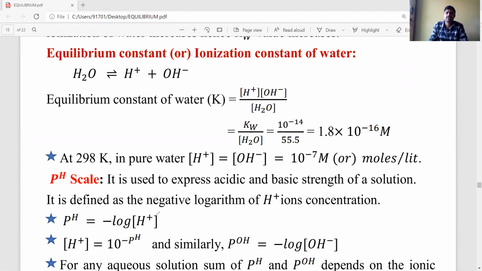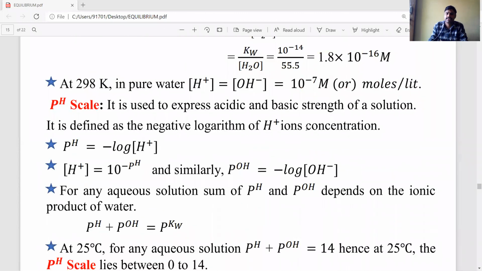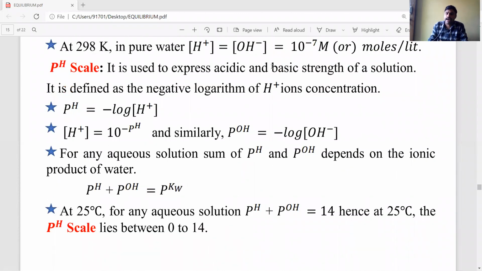Why are we discussing the pH scale, dear students? Already in Lewis acid base theory, we discussed it. Lewis acid base theory does not explain the acidic strengths and basic strengths. So the strength of acids and bases is not explained there. We express the strength of acids and bases by using the pH scale. What is the importance of the pH scale? The pH scale is used to express the acidic strength or basic strength of a solution.